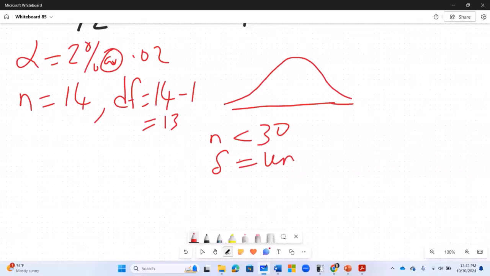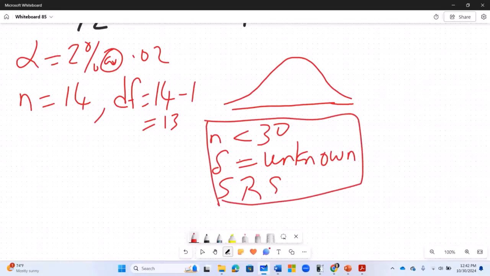Sample must be from a normal distribution. So this is a simple random sample. So these are the conditions for T distribution.